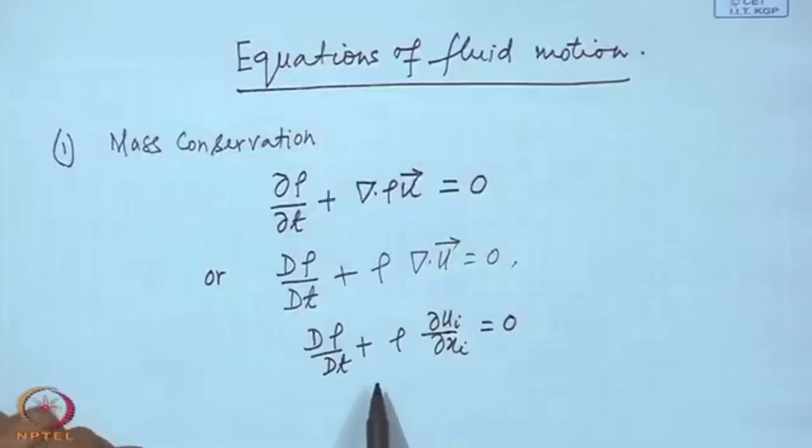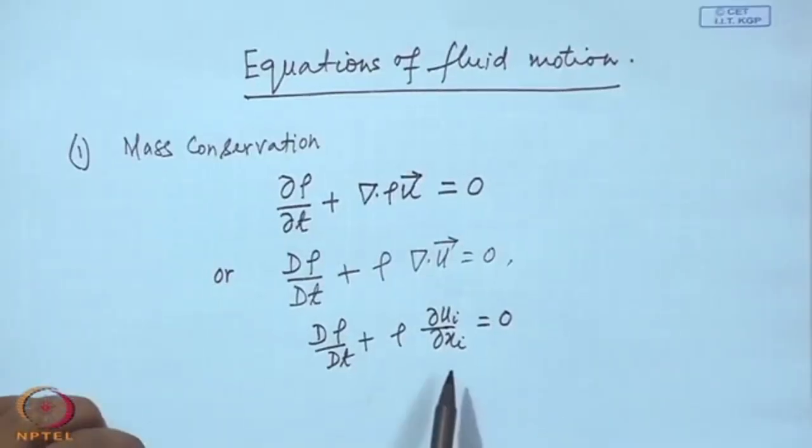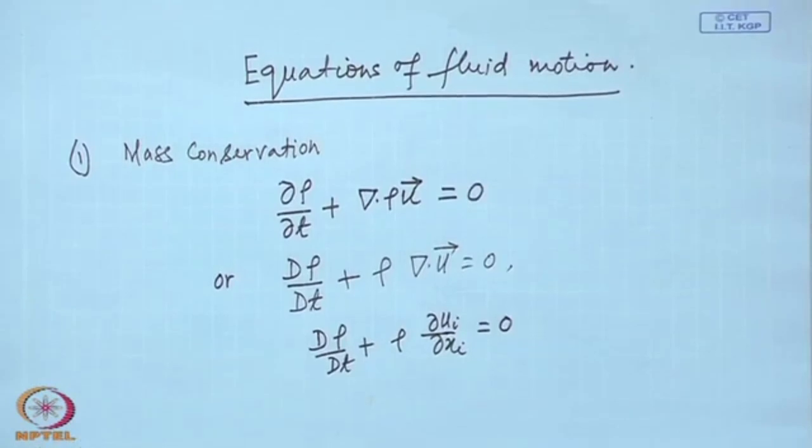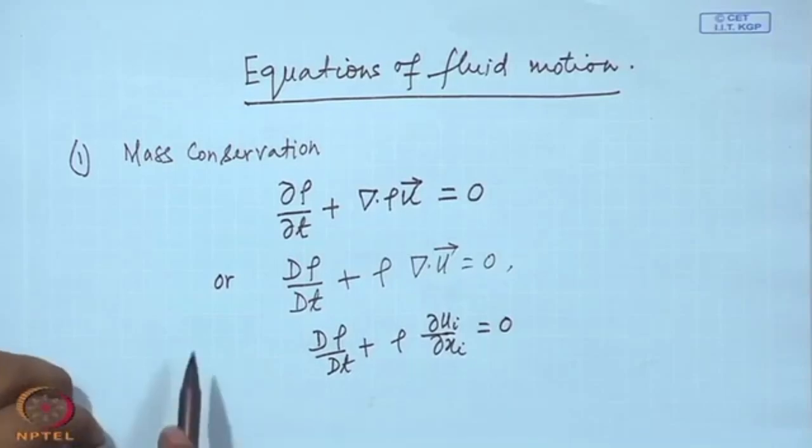And from here we said that for an incompressible flow, in which the change in temperature is also small, so that density remains constant, the equation of continuity simply becomes divergence of u equal to 0. Divergence of u is the dilatation or rate of expansion. So, rate of expansion being 0 is the form of the continuity equation for an incompressible fluid.